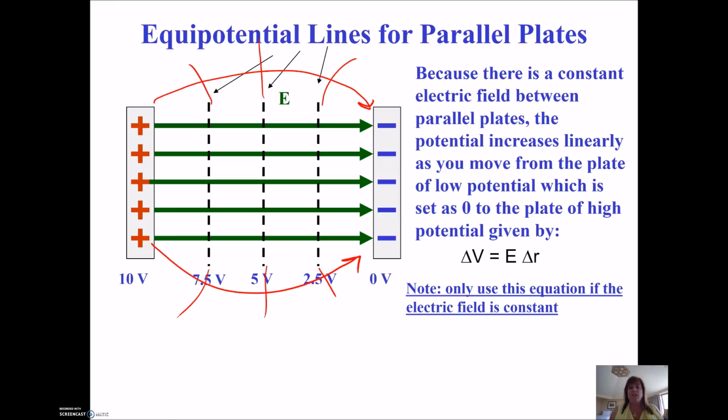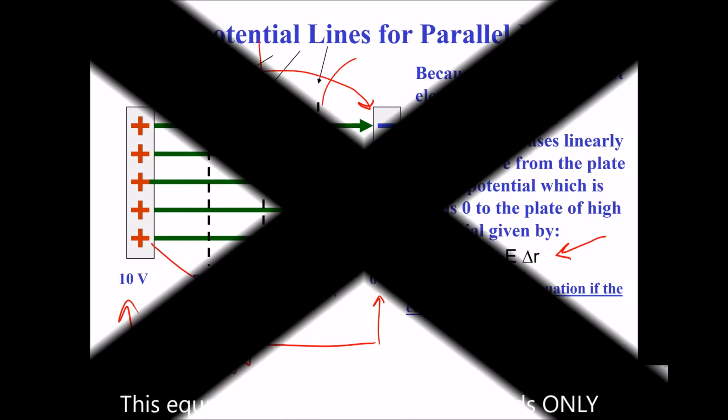Because there's a constant field between parallel plates, the electric potential actually increases linearly as you move from the plate of low potential to the plate of high potential. Notice I go from 0 volts, and the total difference between the plates here is 10 volts. As I move across, in the middle I'm going to be at 5, and halfway between 5 and 0 is 2.5. So notice a very linear increase. In fact, I can use this equation: the voltage change, that potential difference, is equal to the electric field times the change in distance from the plate.